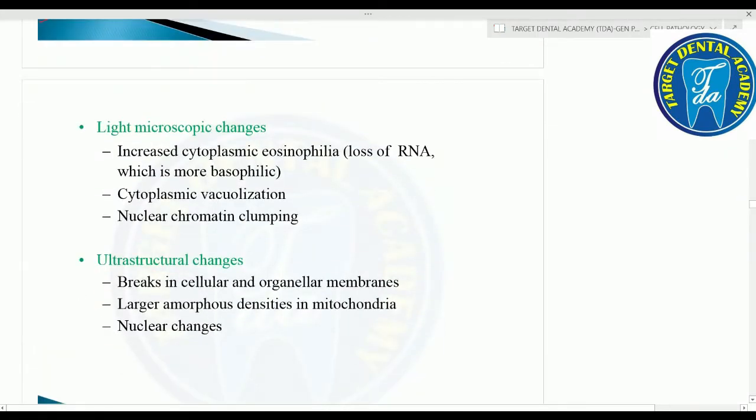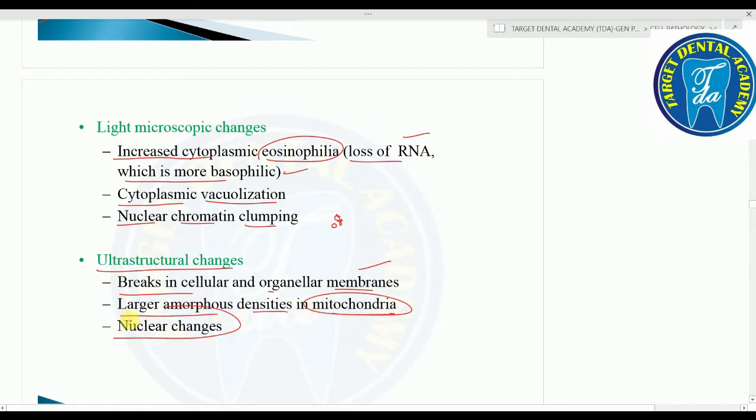So in the light microscopic changes, there is an increased cytoplasmic eosinophilia, which leads to the loss of the RNA, which is more basophilic, the cytoplasmic vacuolization and the nuclear chromatin clumping. While in the ultrastructural changes, there are breaks in the cellular and the organellar membrane and large amorphous densities in the mitochondria, and in this you can also see the nuclear changes.